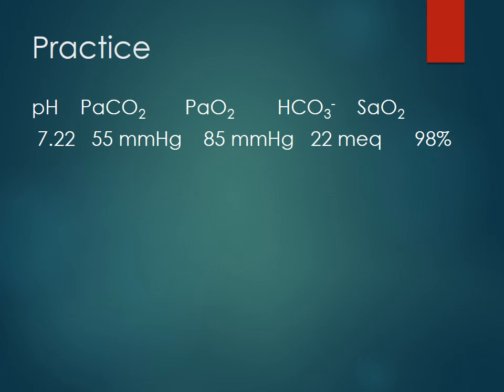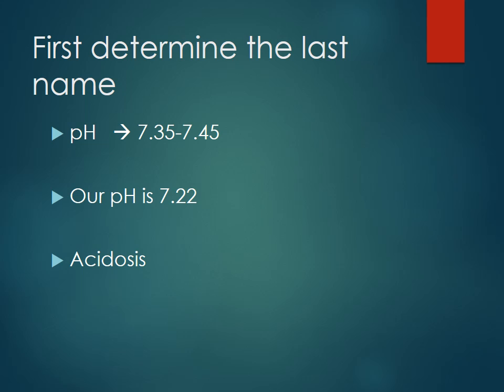That pH is 7.22. Oh, here I go trying to get all fancy. So you have your 7.22, and we recognize that anytime the pH is less than 7.35, that patient is said to be in acidosis. So my last name for this particular patient is going to be acidosis.